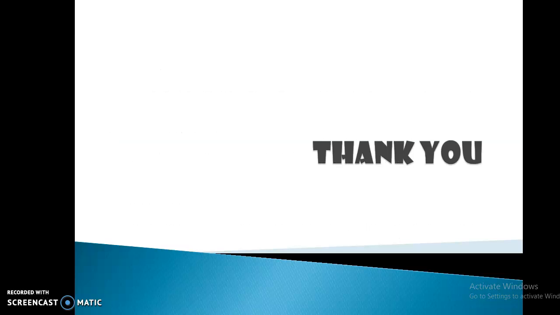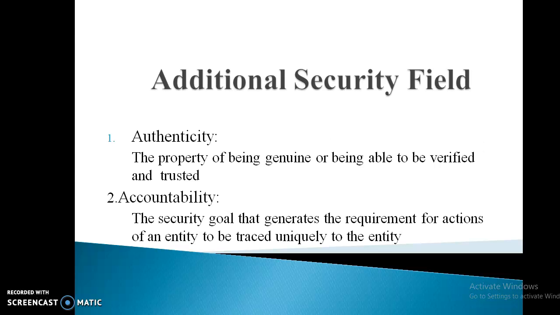So I think overall you have got an idea of what computer security is. The overview of computer security means we have these five: confidentiality, integrity, availability, authenticity, and accountability. If these security fields are properly maintained in your organization, then overall we have some security, so we don't need to be afraid of hackers and all those things.